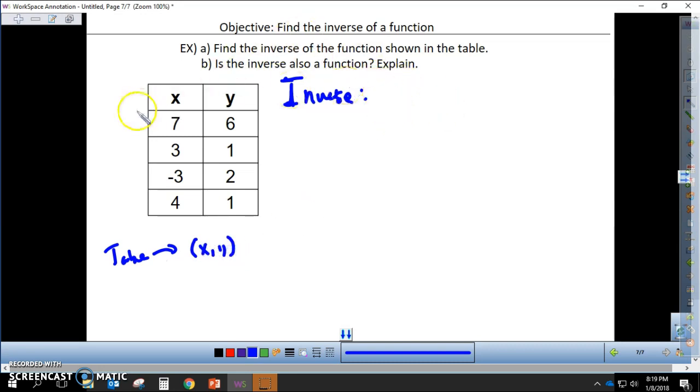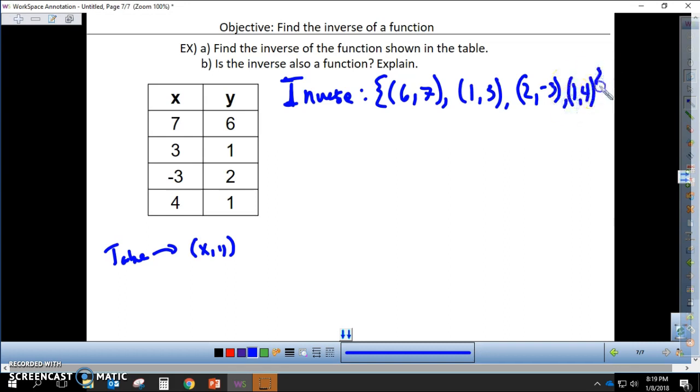So I have 7, 6. Well, this becomes 6, 7. I have 3, 1. This becomes 1, 3. Negative 3, 2 becomes 2, negative 3. You see how this is really, really easy. And 4, 1 becomes 1, 4. And that's it. That's part A.